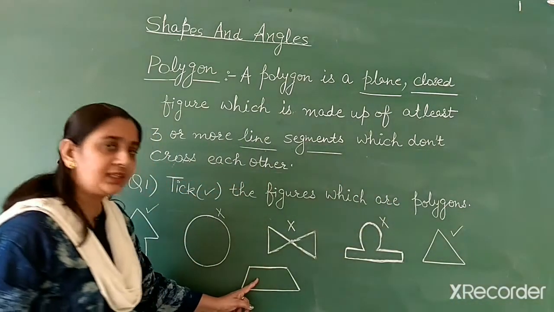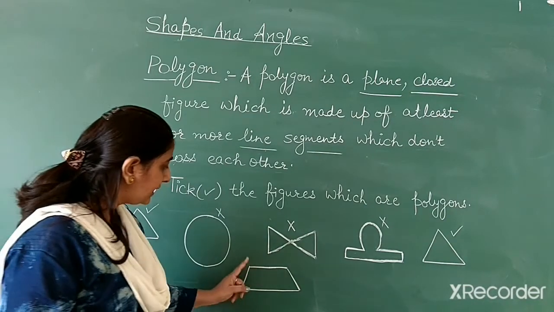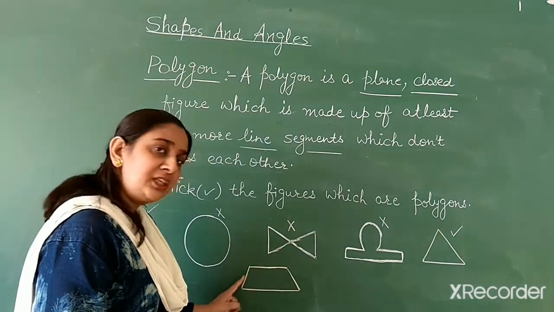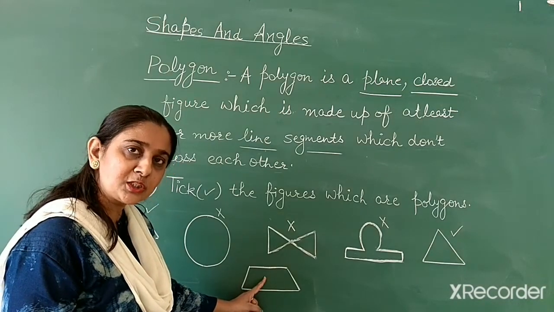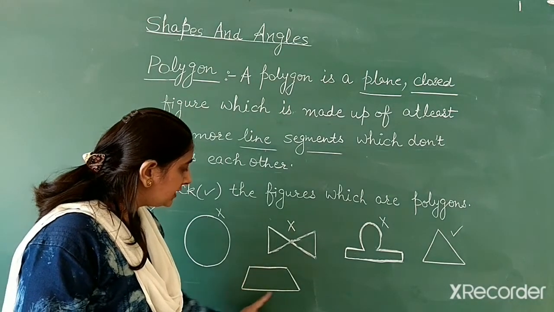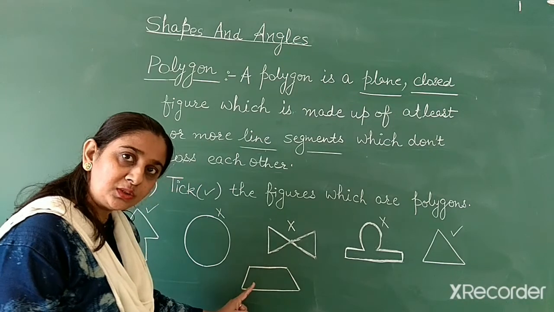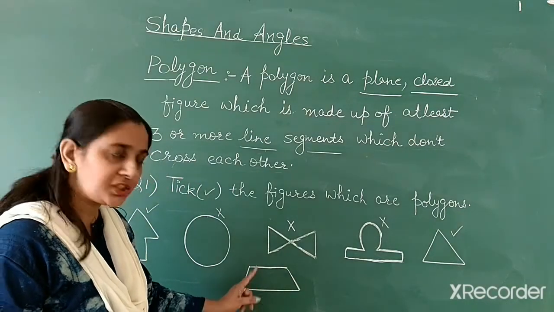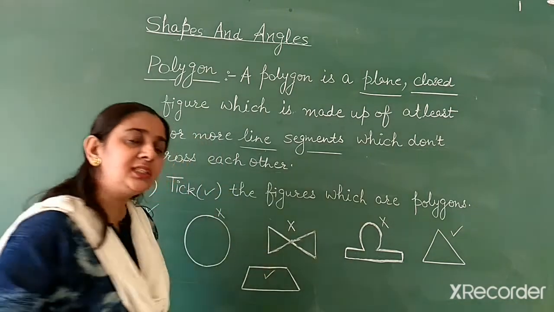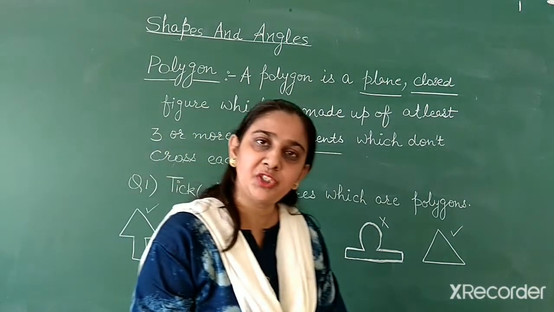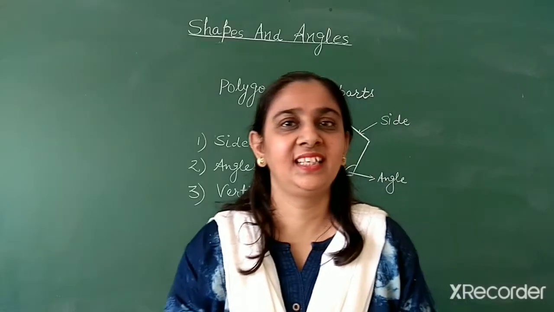Now look at the last figure. In this figure you will see this figure is a plane figure, it is a closed figure also, it is made up of line segments also, and the line segments are not crossing each other. So this figure is satisfying all the conditions of polygon. So this figure is a polygon. So children, this was about the definition of polygon.